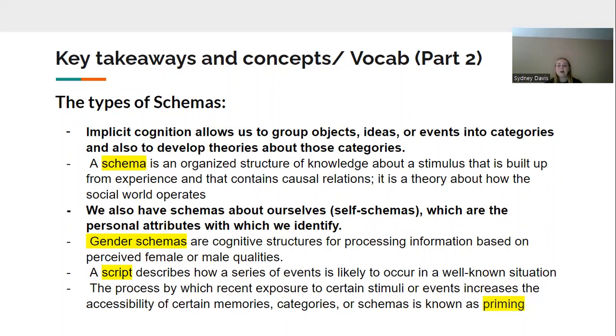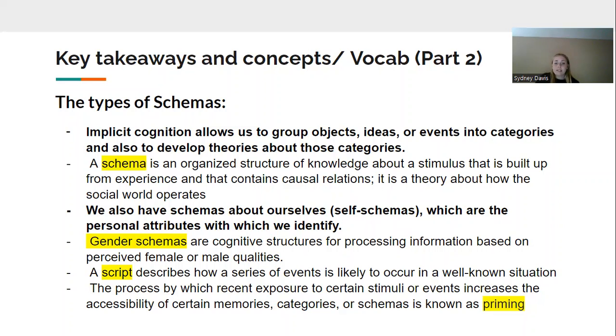We also have schemas about ourselves, which are called self-schemas, which are personal attributes with which we identify. Gender schemas are cognitive structures for processing information based off perceived female or male qualities.